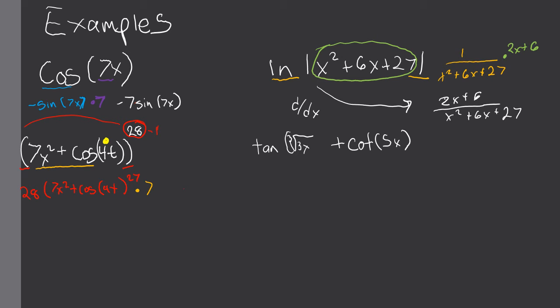Oops, sorry. The derivative of 7x squared is 14x. And then the derivative of cosine of 4t is negative sine 4t. And then we multiply that again by 4 because this 4t is another inner function.